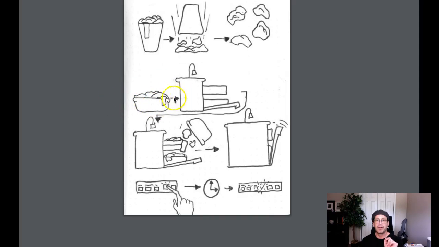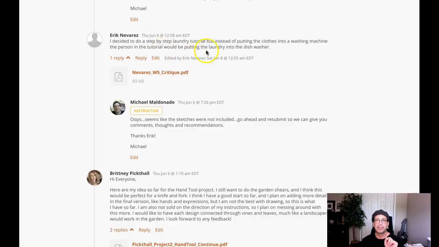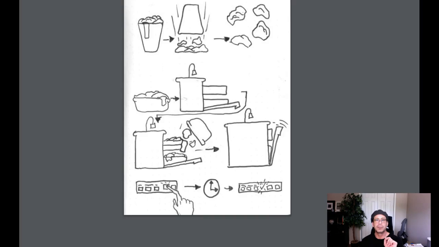Then we have this. So we got laundry into the dishwasher. I'm not sure how this is depicted as a dishwasher. I'm not real sure exactly how the viewer is supposed to know that this is a dishwasher. And I think the first thing and the main thing is, the viewer is going to say to themselves, why is the person putting the clothes into the dishwasher?